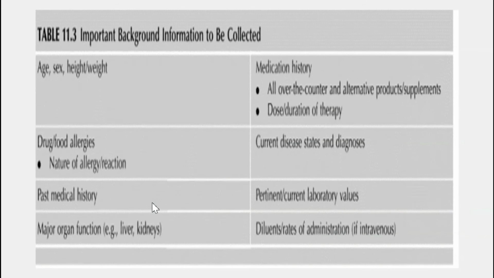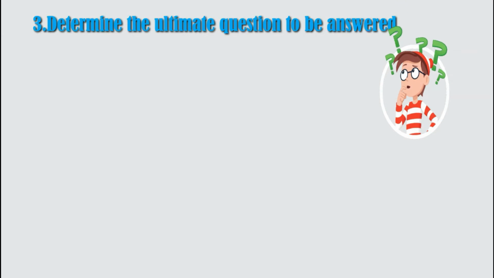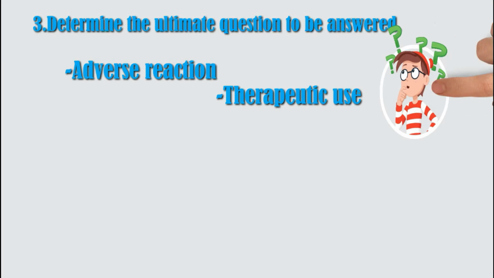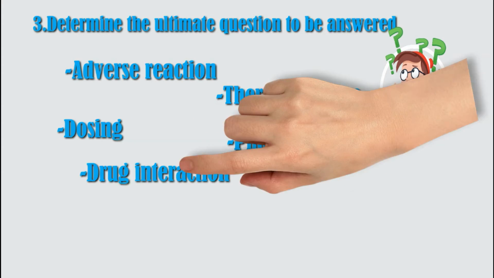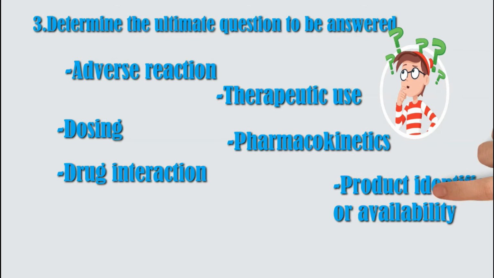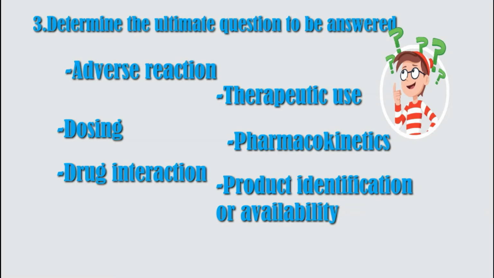Okay, got it? Now, let's proceed to our third step, which is to determine the true informational need and categorize the ultimate question to be answered. So, paano ba natin i-categorize yung ultimate question natin? So, classification is according to area of focus like adverse reaction, therapeutic use, dosing, pharmacokinetics, drug interaction, and other product identification or availability.